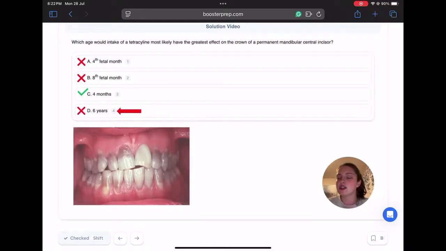Although this time period is too late to cause discoloration to that permanent mandibular central incisor, it is not too late to cause discoloration in other permanent teeth that are likely still calcifying, such as the canines, second premolars, and second molars. This is why, once again, children should not take tetracycline until they are older than 8, as that is when all permanent teeth, not counting your third molars, have finished calcifying. So we know that when talking about the time period when tetracycline will have the greatest effect on a tooth, we need to know when that tooth is calcifying. And for this question specifically, we know that the permanent mandibular central incisor is calcifying when a baby is 4 months old.